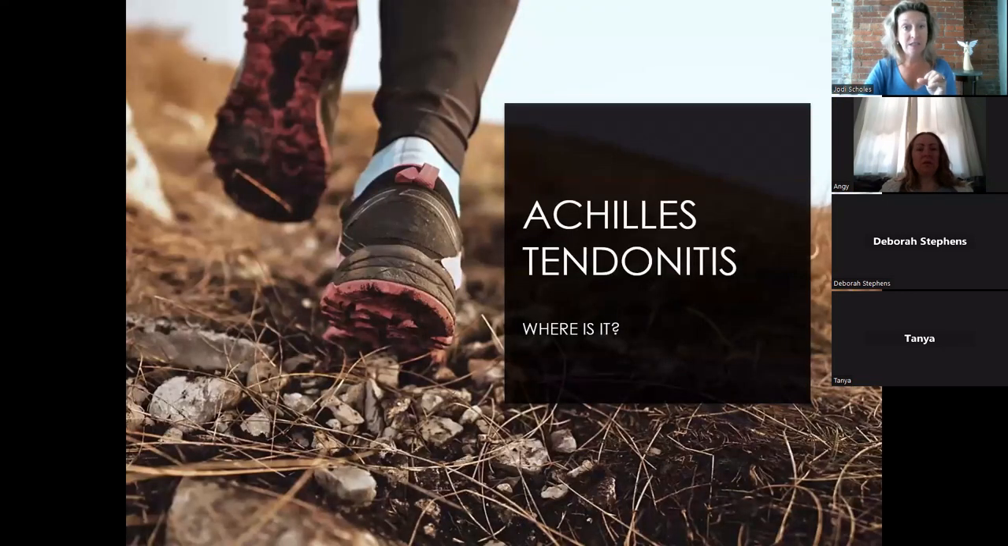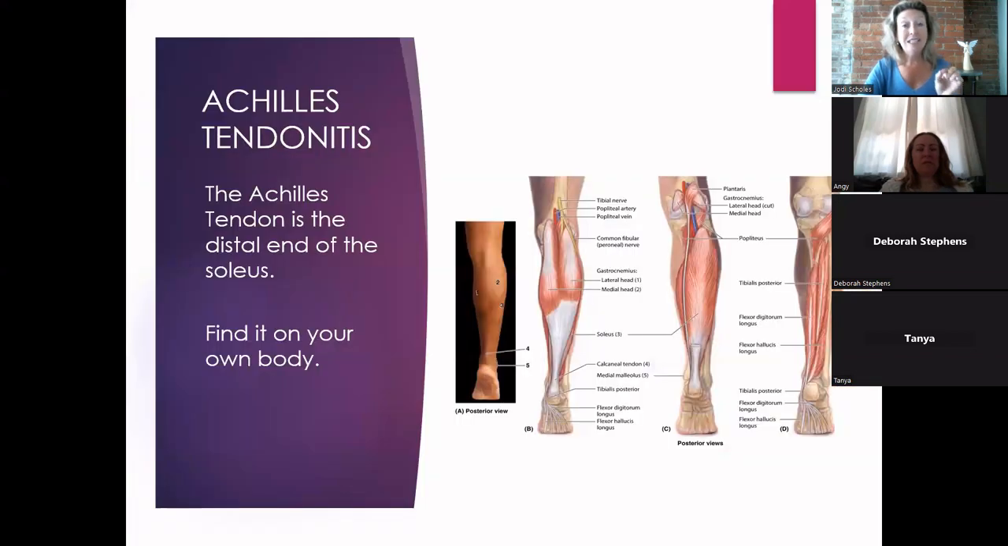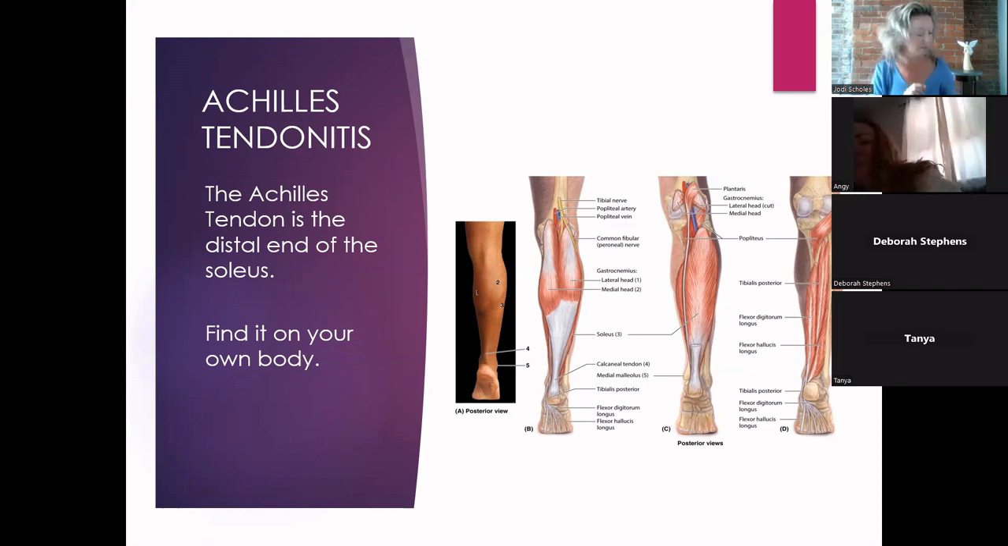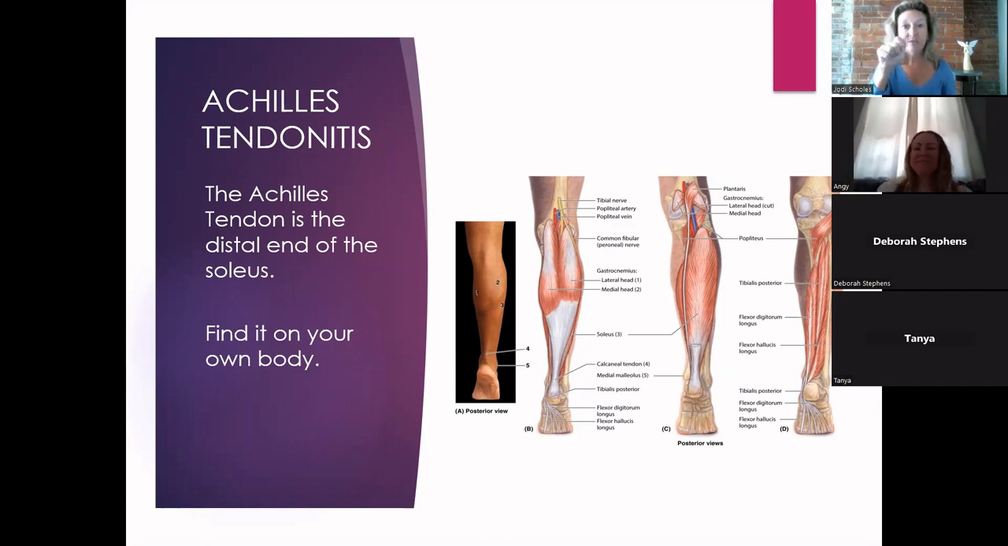Let's take a look at Achilles tendonitis. Achilles tendonitis occurs right here at the base, the posterior distal end of the lower leg. So it's at the distal end of the soleus. And go ahead, if you're sitting down and you're not driving or operating heavy machinery or doing a massage, go ahead and find your own Achilles tendon. Yeah, go ahead and just give it a little pinch test. Is it tender? So you're going to be pinching right around where it says number 4, right there.